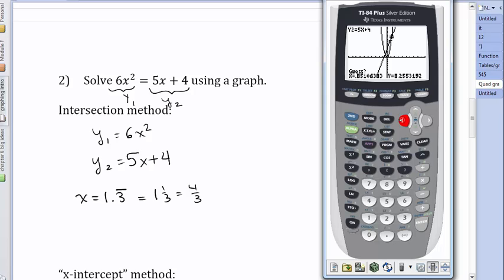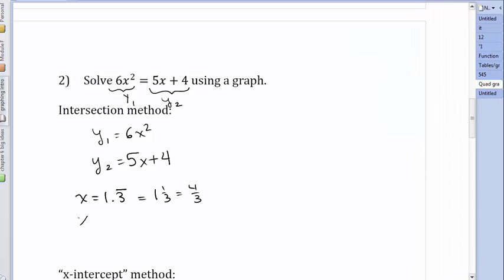And then I guess I need to move this cursor close to the other point of intersection there on the left and press enter. And that one looks like negative 0.5, which is negative 1/2. So it looks like I have two solutions, negative 1/2 and 4/3.